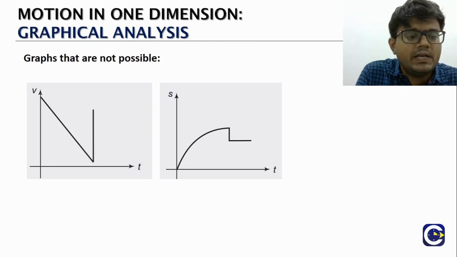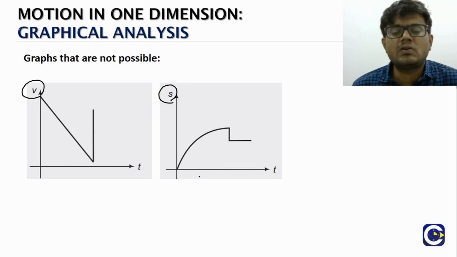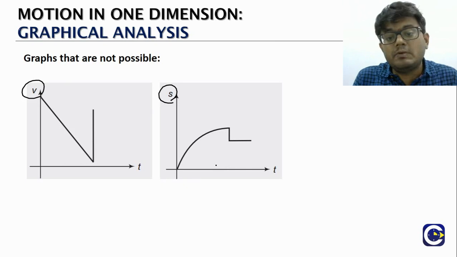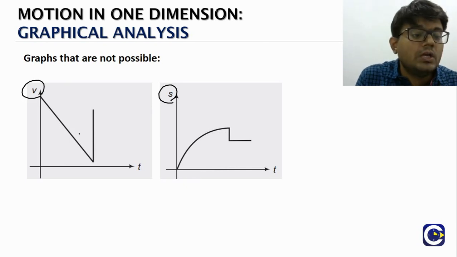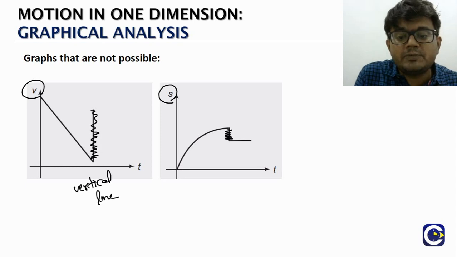Look at this, we have a velocity time graph and a displacement time graph. Here we are saying that both these graphs are not possible. Maybe you can think for a while and tell me why these graphs will not be possible. Look at this now. If you have the velocity time graph, it is becoming like a vertical line. Here also, the displacement time graph is becoming like a vertical line.